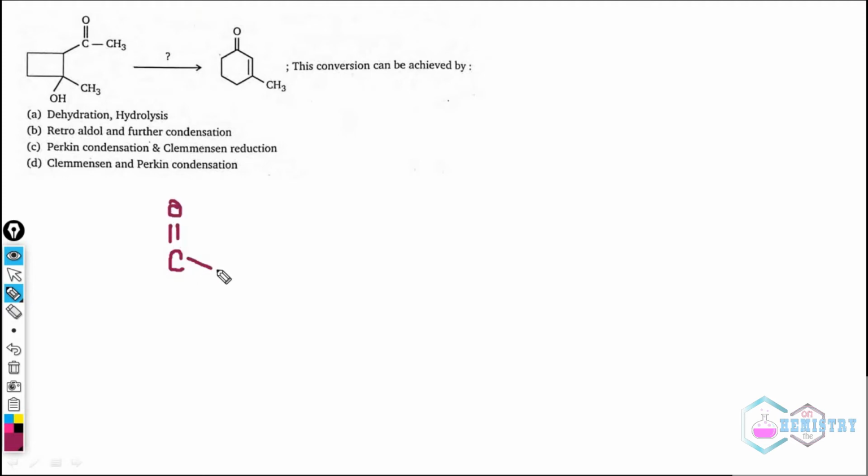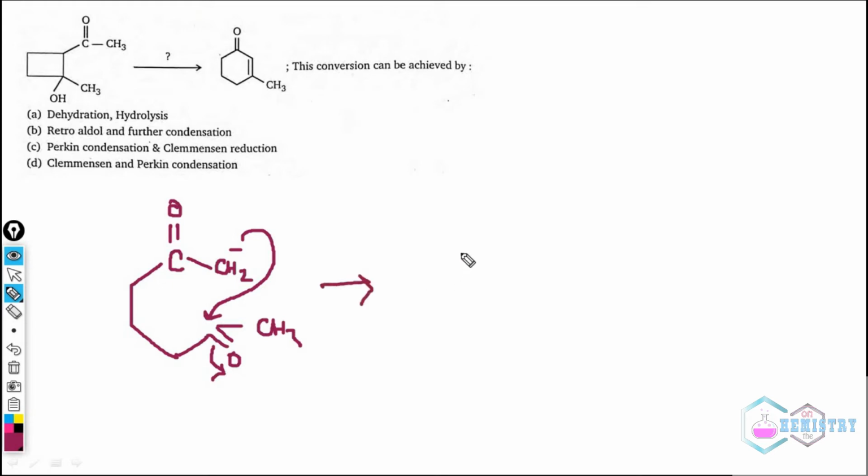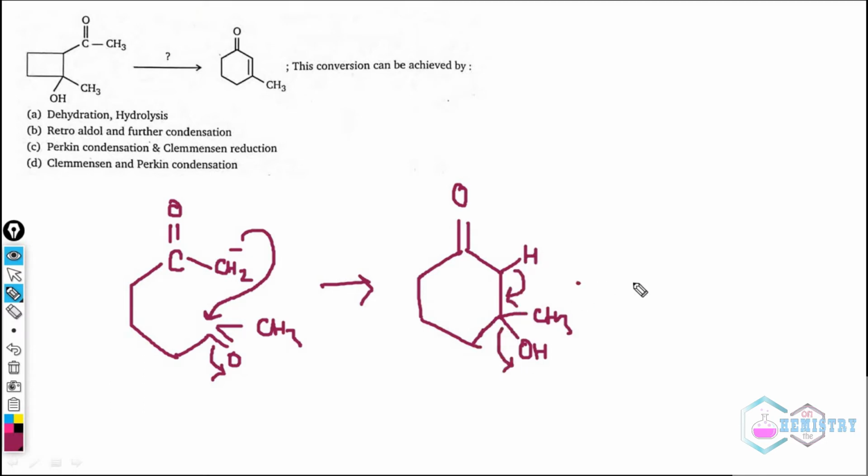CH3. Now see, this carbon will be hydrogen abstracted, and we have a CH2 group, another C double bond O CH3. So this carbon will attack this here and will form an aldol like this, on which a CH3. Now this hydrogen will be eliminated to give this product. So you can see that this product is formed.